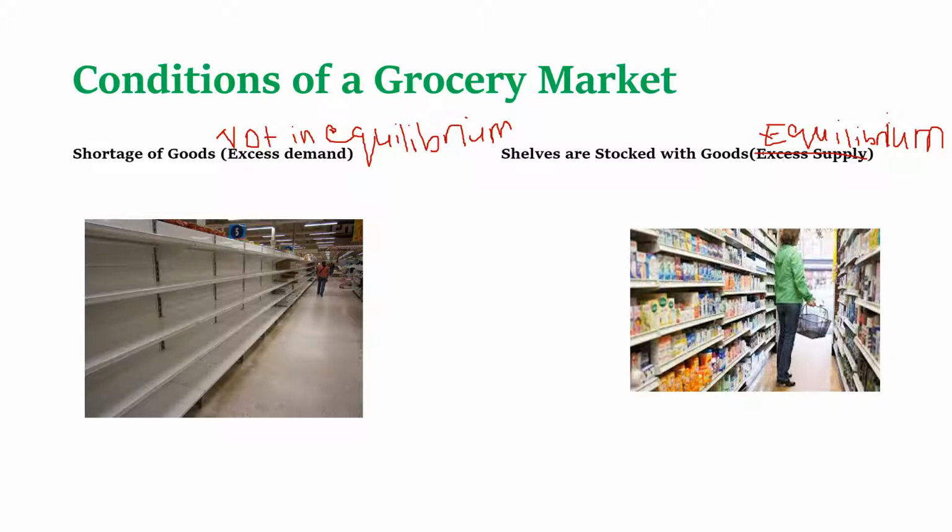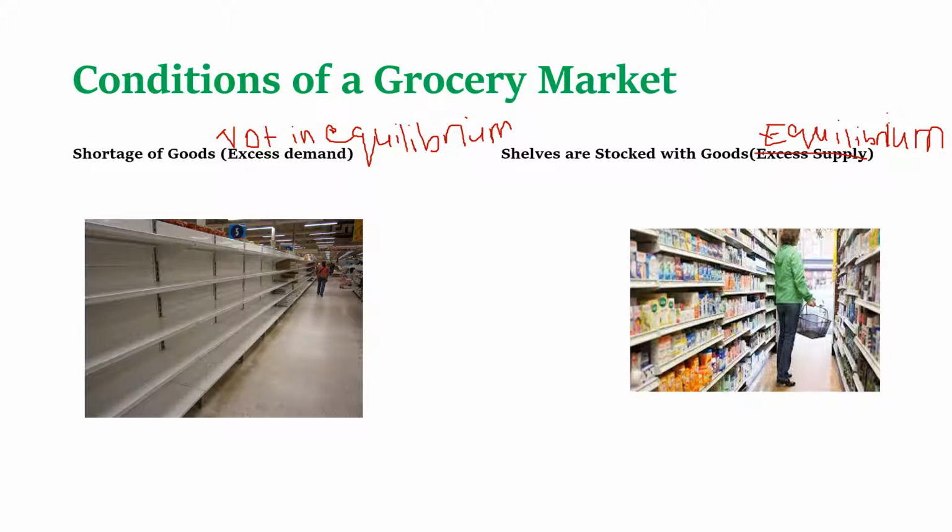Here, there is neither excess supply nor excess demand. So the market is in equilibrium here, and then it is in disequilibrium here because there is excess demand. So I go there, there is nothing on the shelf, I can't buy anything. I want to buy something, but I can't get it. I have the money, but I can't get the goods.